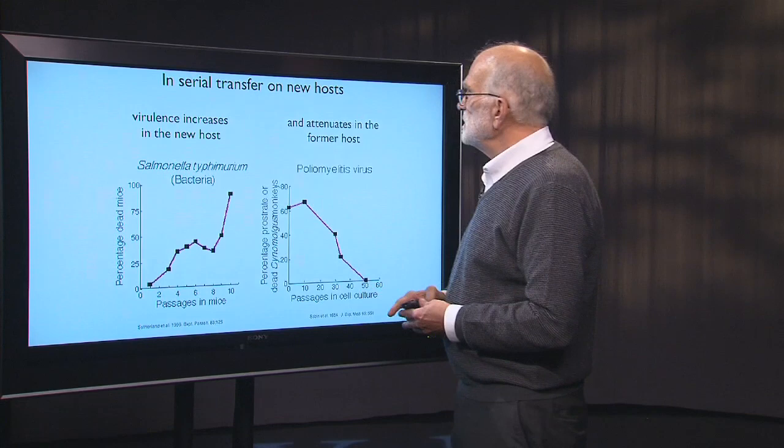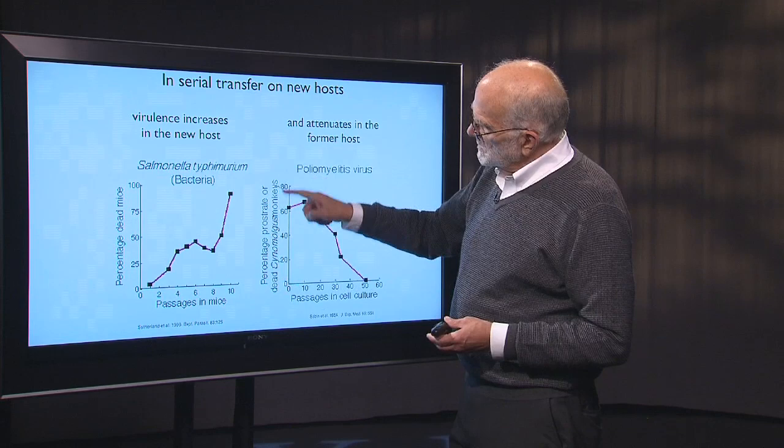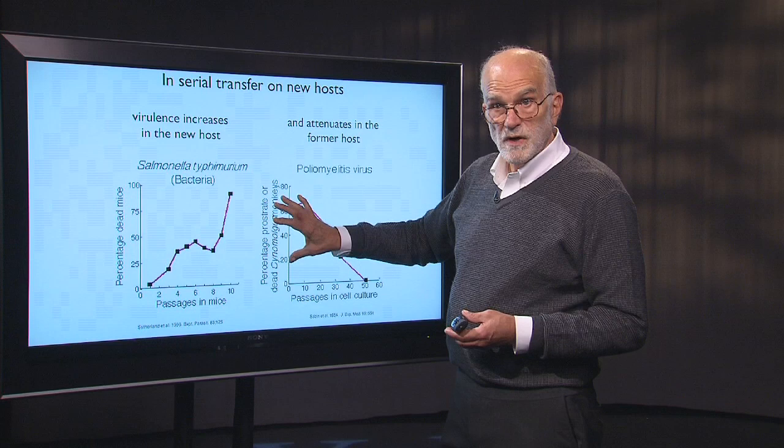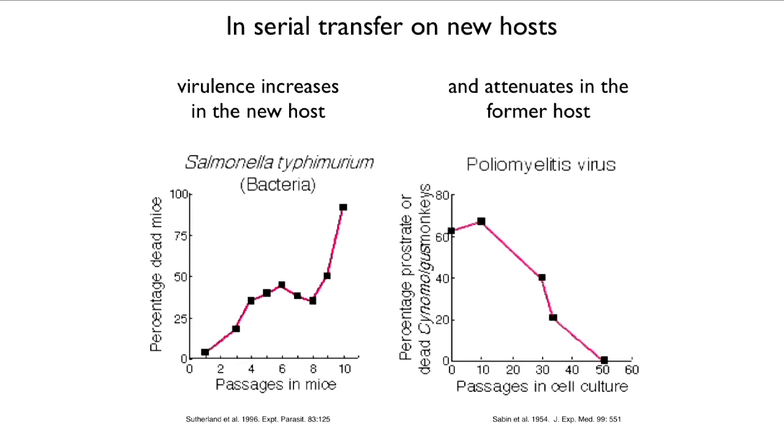Here is the poliomyelitis virus. It's being passaged in cell culture, okay? And this is the percentage of monkeys that it's killing. So the monkeys are being used to test how virulent it is. They're being used as a proxy for humans. And you can see that the more passages you have through cell culture, the fewer monkeys die. It's getting really good at reproducing on cell culture and very bad at killing monkeys. These data are, in fact, from the original paper by Sabin. And it was at this point that it was decided that the virus was safe as an oral vaccine, okay?